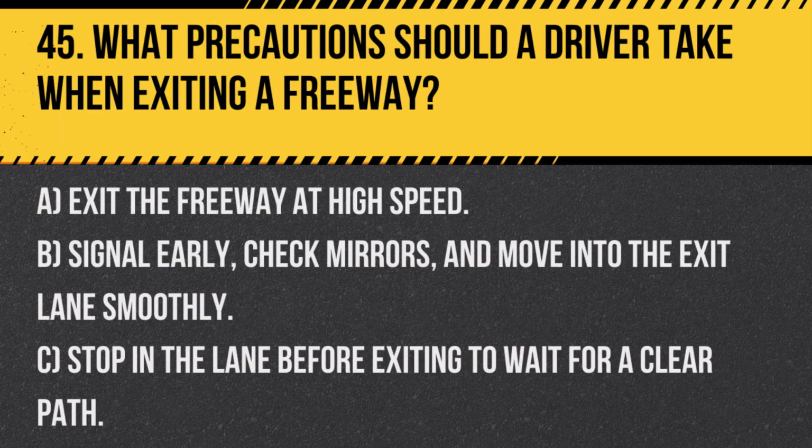Question 45. What precautions should a driver take when exiting a freeway? A. Exit the freeway at high speed. B. Signal early, check mirrors, and move into the exit lane smoothly. C. Stop in the lane before exiting to wait for a clear path. Answer B. Signal early, check mirrors, and move into the exit lane smoothly. This approach ensures a safe transition from freeway speeds to exit ramps.